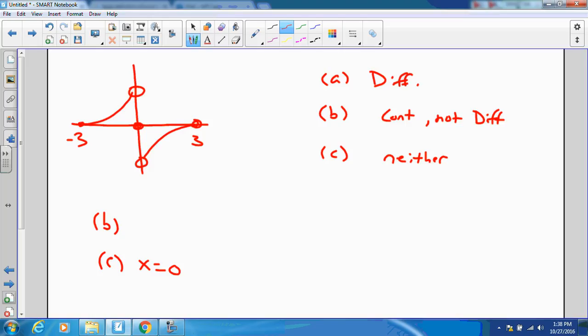Then, working backwards in part B, do you see any places where f is continuous but it has a corner, vertical tangent, or cusp? I don't either. So we're going to have no places where f is continuous but not differentiable. And that leaves us with all the other places where f is a smooth curve. And that's going to be from -3 to 0, together with 0 to 3.